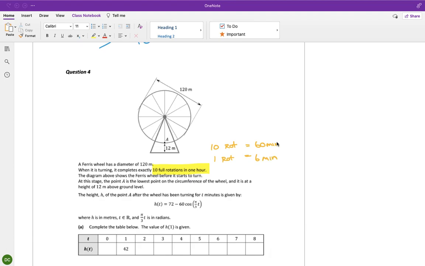The diagram shows the Ferris wheel before it starts to turn. At this stage, the point A is the lowest point on the circumference of the wheel and is at a height of 12 meters above the ground. The height h of the point A after the wheel has been turning for t minutes is given by that, where h is in meters, t is an element of R, and pi over 3 t is in radians.